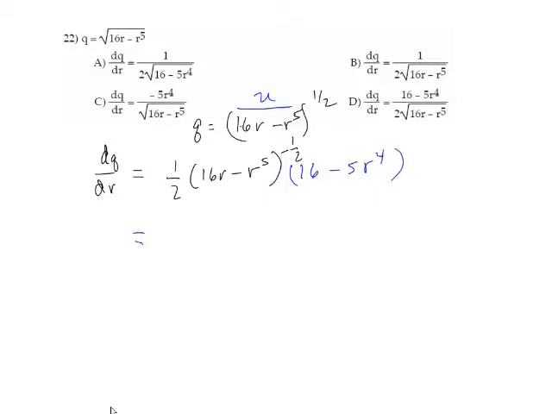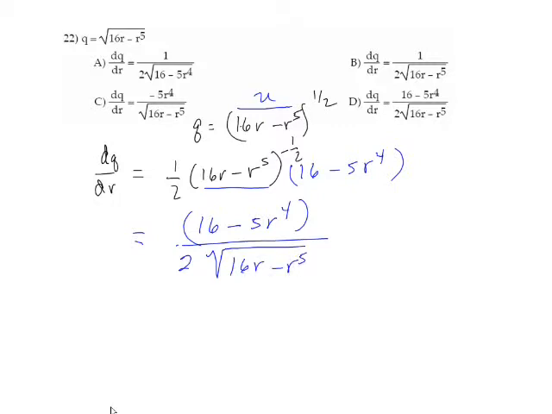Simplifying this, you get 16 minus 5r to the 4th divided by 2, bringing this to the minus 1/2 down to the denominator. We get the square root of 16r minus r to the 5th, and it looks like that is answer D.